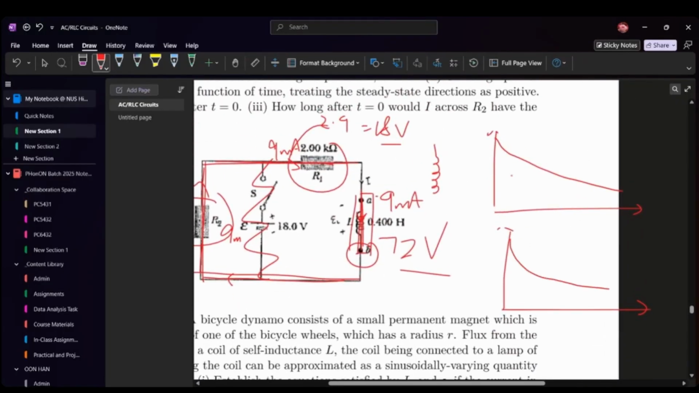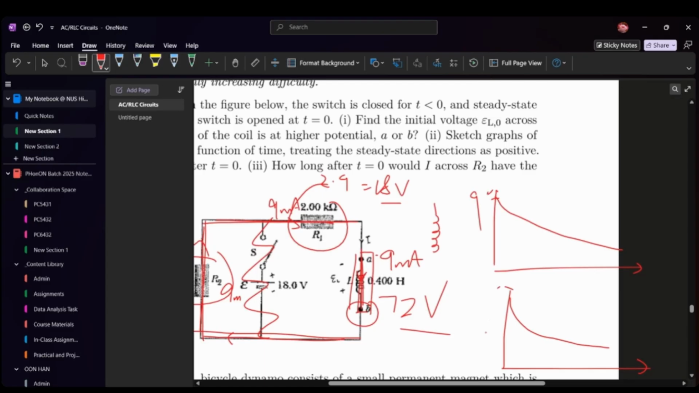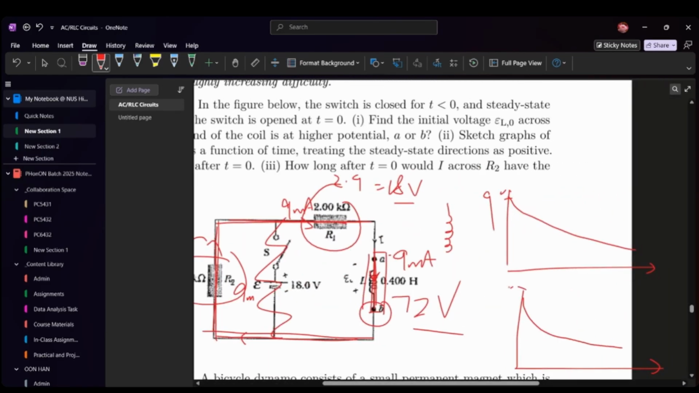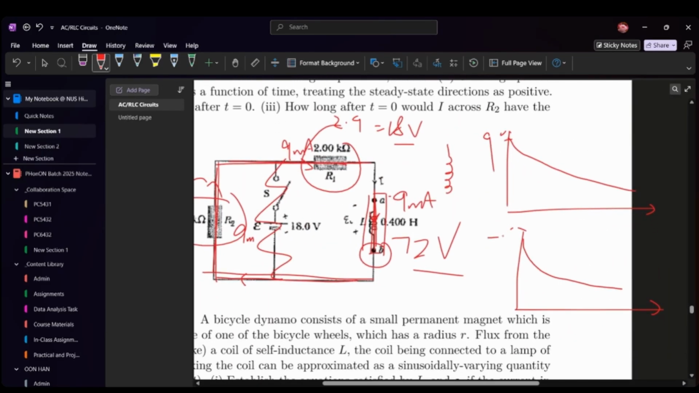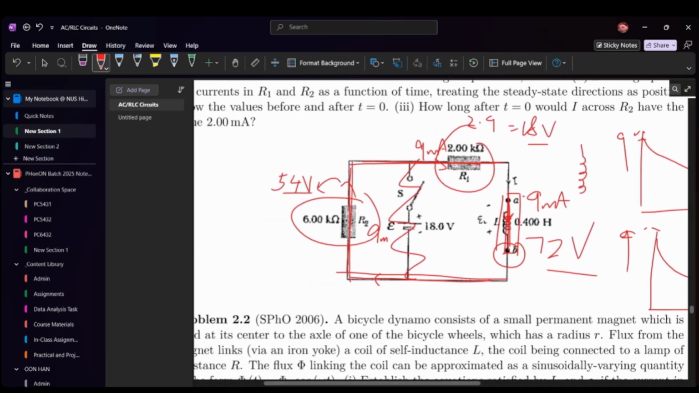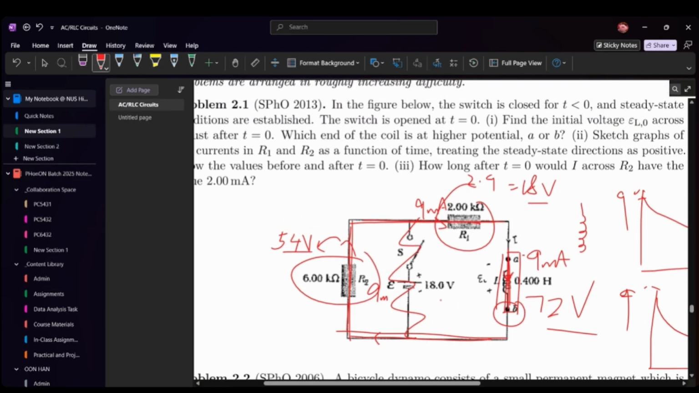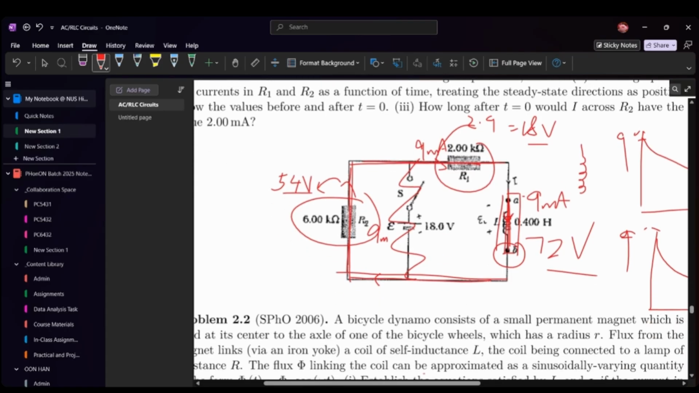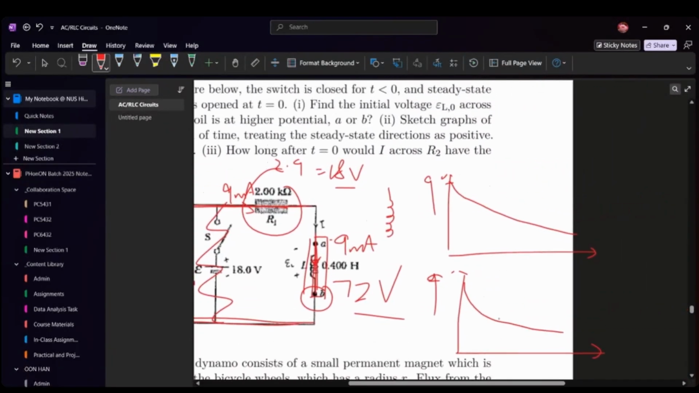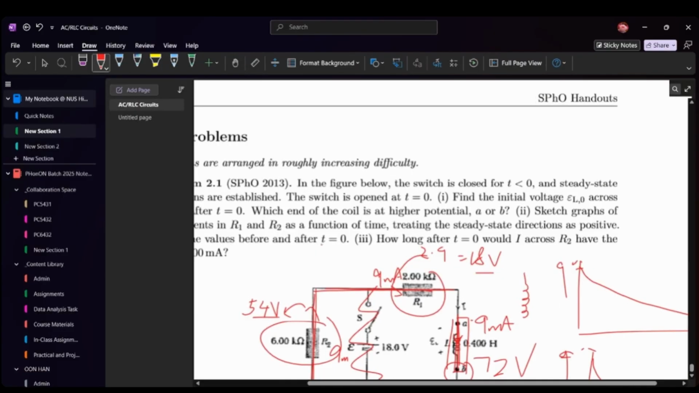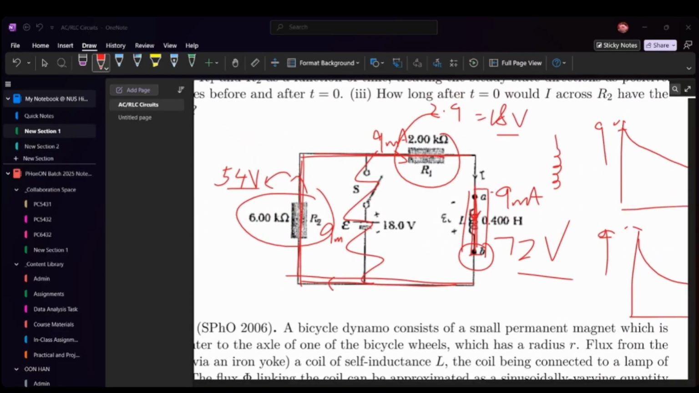The currents will look something like this. Here your initial current is 9. Here your current is 9. And actually, I got it wrong because the steady state direction is just positive. What does that mean? Steady state current. No, I'm pretty sure both are 9 milliamps. I'm quite sure.